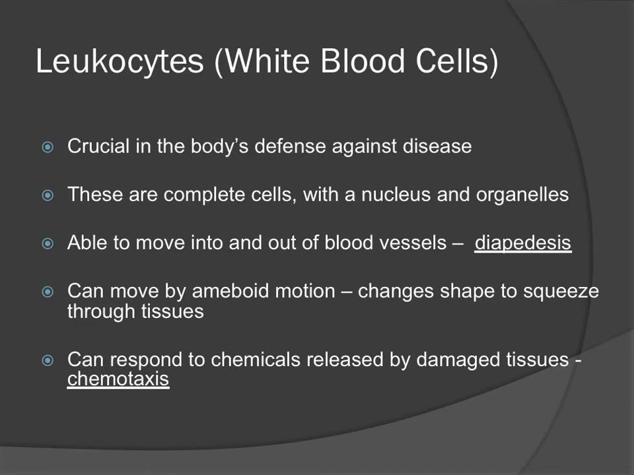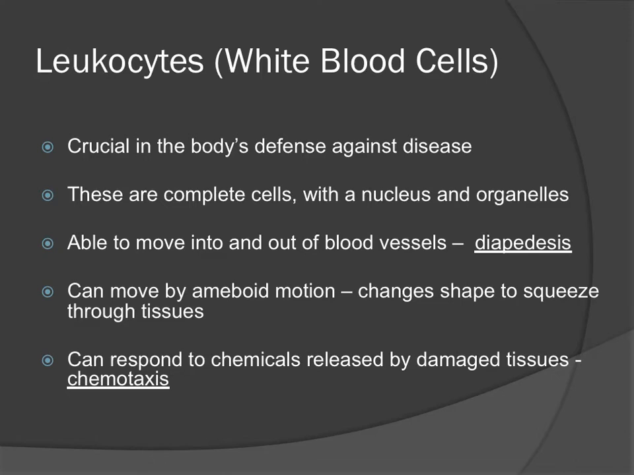So these are complete cells. They do have a nucleus and organelles. It's a little different there from the red blood cells who did not have a nucleus and very few organelles. They are able to move into and out of blood vessels. That's known as diapedesis. They can move by amoeboid motion. They change shape to squeeze through the tissues.